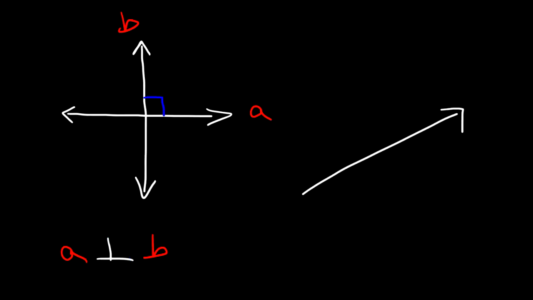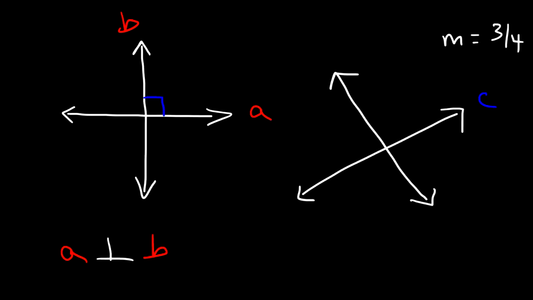So let's say that line C has a slope of 3/4. What do you think the slope will be for line D? To find the slope of the perpendicular line, you need to flip the fraction. So instead of 3/4, it's going to be 4/3. Now you need to change the sign from positive to negative. So it has a slope of negative 4/3.